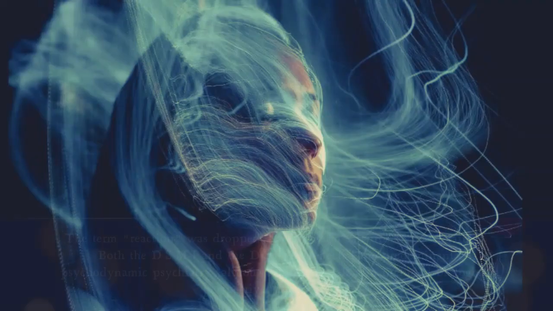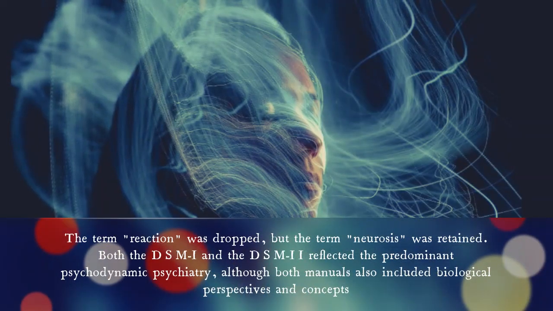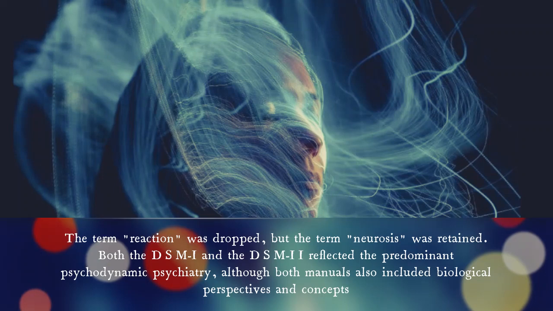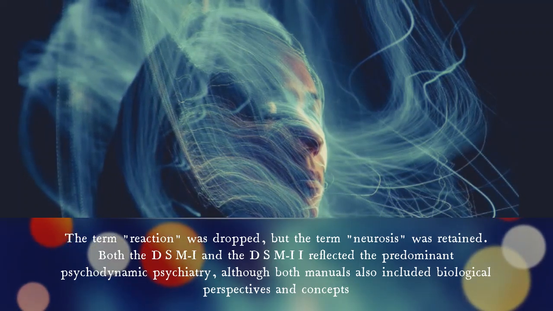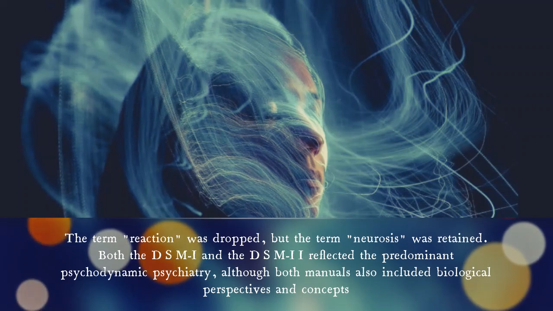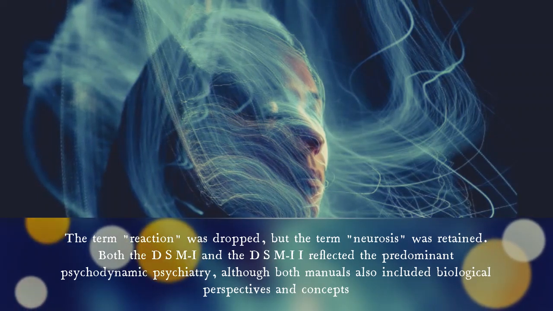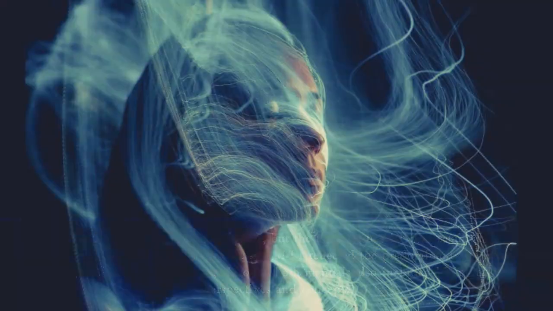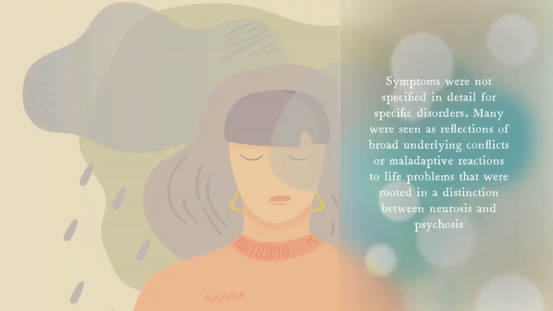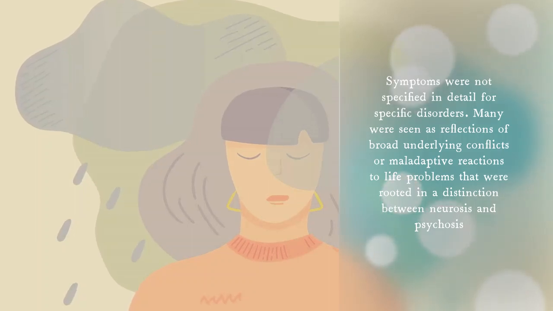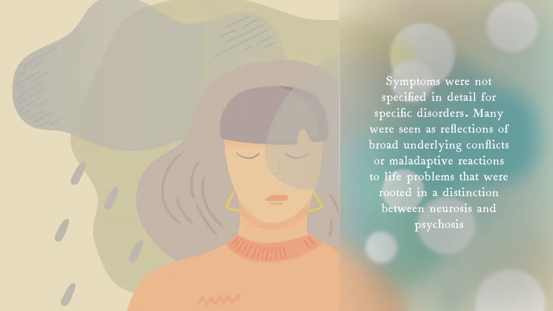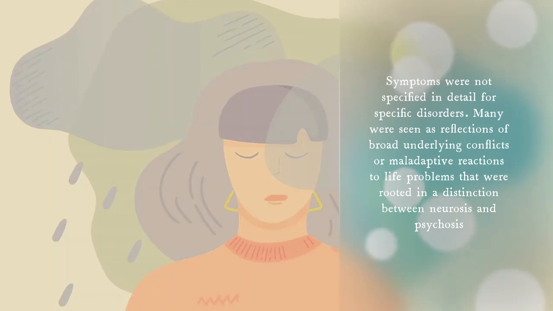The term reaction was dropped, but the term neurosis was retained. Both the DSM-I and the DSM-II reflected the predominant psychodynamic psychiatry, although both manuals also included biological perspectives and concepts. Symptoms were not specified in detail for specific disorders. Many were seen as reflections of broad underlying conflicts or maladaptive reactions to life problems that were rooted in a distinction between neurosis and psychosis.